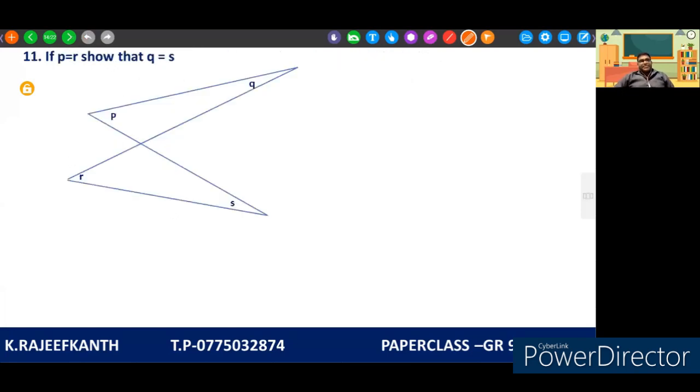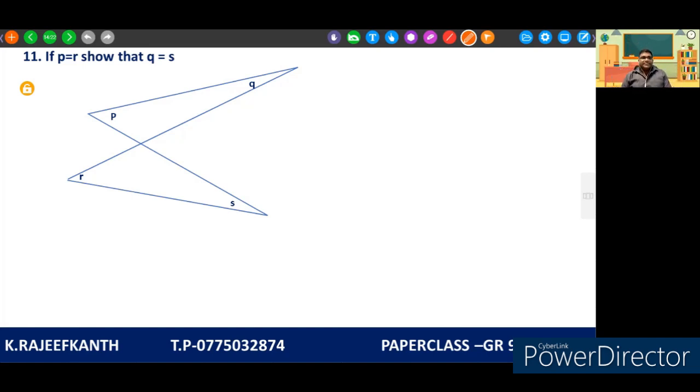Then question number 11. Here, if P equals R, show that Q equals S. So how can we prove that? Already you have learned that the sum of interior angles of a triangle is 180 degrees, and also you have learned the 4 axioms. So by using those things you can prove it.